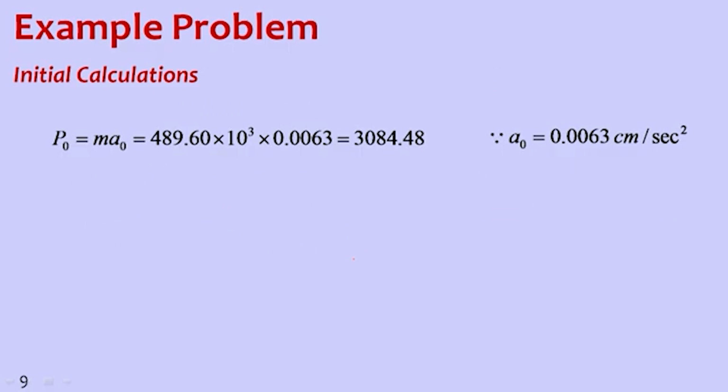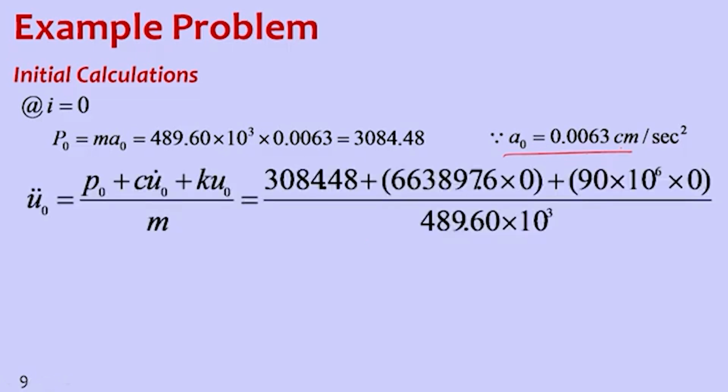So for the initial calculations at i equal to 0, P naught is calculated as m into a naught, where a naught is the acceleration coming from this earthquake. A0 is the first value, which multiplied by the mass of the structure gives the induced force acting on the single degree of freedom system. P naught is calculated as 489.6 into 10 to the power of 3 into 0.0063, which is the first value of the record. So 3084.48 is P naught, where a naught is 0.0063 centimeter per second square.